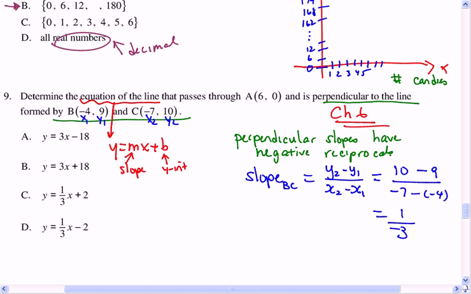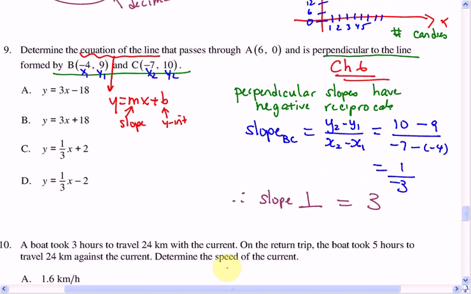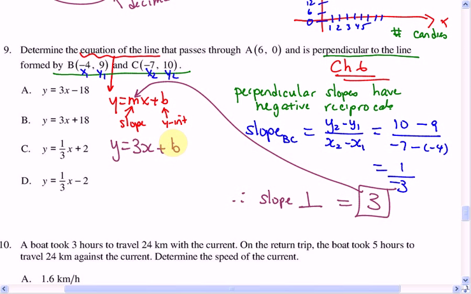But what about the slope of the perpendicular then? So therefore, I'll say the slope that is perpendicular. There's my perpendicular sign. Negative reciprocal, that's just 3. Okay. So we're going to take this, stick it in here. We've got our equation, y equals 3x plus b. So you know it's not going to be c or d. But then now is it a or b?